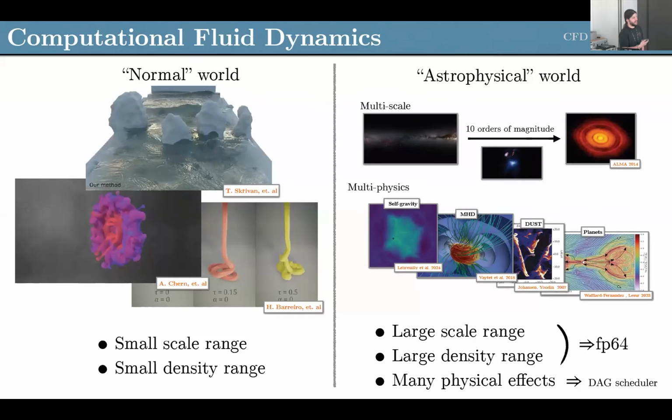Since this is very large, you will need a lot of precision and the need for double precision floating point arithmetic everywhere. On the other side, compared to the normal world where you have kind of standard physics, in astrophysics we have many effects. They range from non-local effects, typically gravity, or magnetized flows, the presence of dust tracers, presence of planets, and so on. The physics can be very diverse, and as such, for maintainability, we need to use the DAG-based scheduler of SYCL. I will touch a bit on that later.